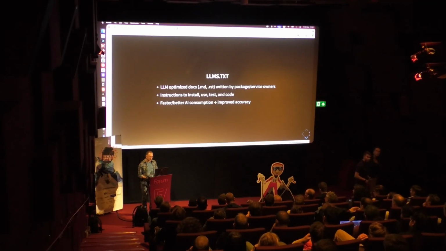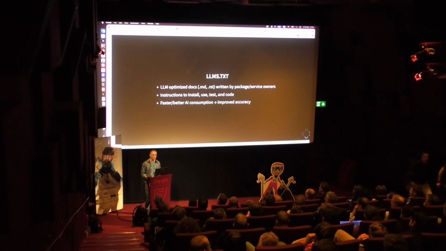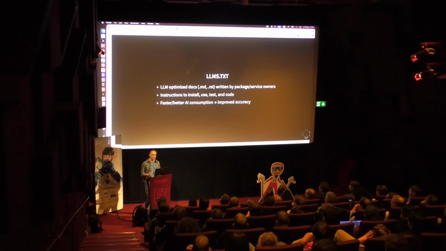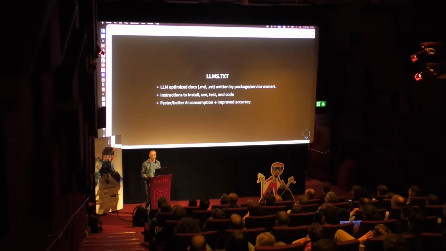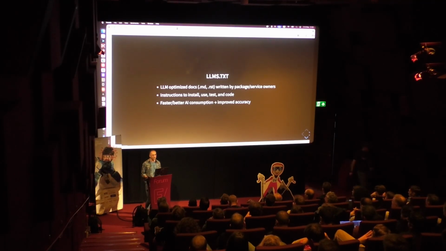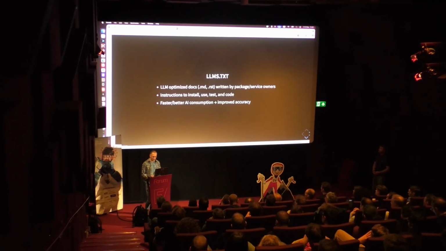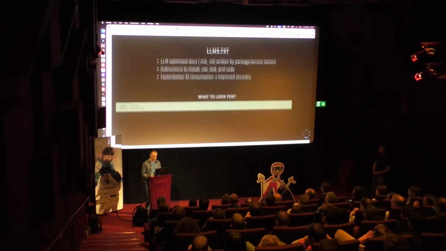So what LLMs.txt is, is this LLM-optimized format in Markdown or text format, which is written by the package owners. So this is all the context that you need. So if you have a library, like a third-party library in Python or anything else, think about making one for it. So the very essential documentation for agents to read. It will help you to increase and spread the adoptability of the library. It has instructions to install, test, and use the code, and it improves your accuracy.